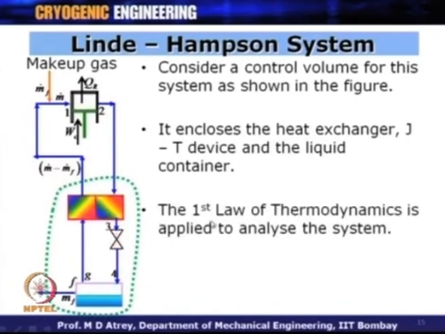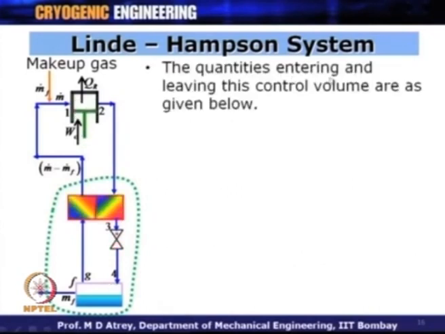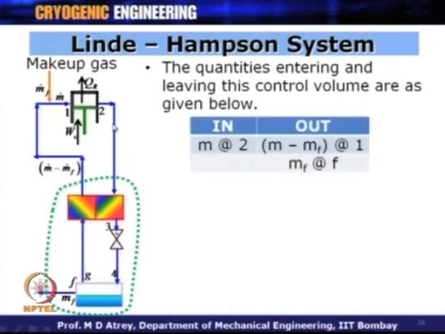And let us apply the first law of thermodynamics to this system. The changes in the velocities and the datum levels are assumed to be negligible, as we had done during the last lecture also for the ideal cycle. The quantities entering and leaving the control volume are as given below. What is entering is only the gas which is coming at m dot, the mass of gas coming at point 2, while what is leaving the system is (m dot minus mf dot) at this point. At the same time, what is leaving the system is mf dot here.